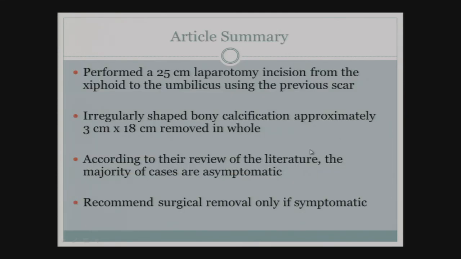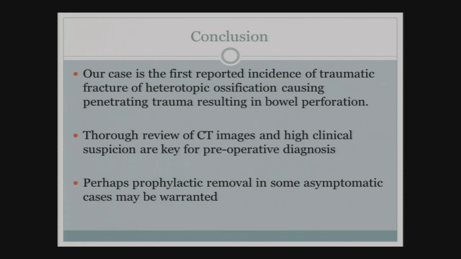And so they performed a 25 centimeter laparotomy incision from the xiphoid down to the umbilicus using the previous scar. An irregular shaped bony calcification, approximately 3 by 18 centimeters, was removed in whole. According to their review of the literature, the majority of the cases they found were asymptomatic, and they recommend surgical removal only if they're symptomatic.